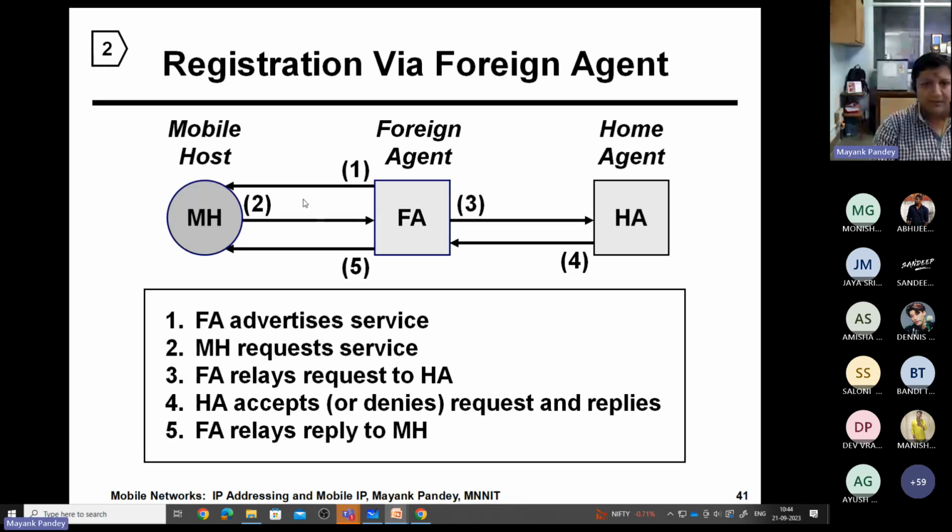First process, the FA advertises the service. Mobile host requests for the service. FA relays this request to the home agent. Third process, HA can accept or deny the registration, and FA relays the reply to the mobile host.